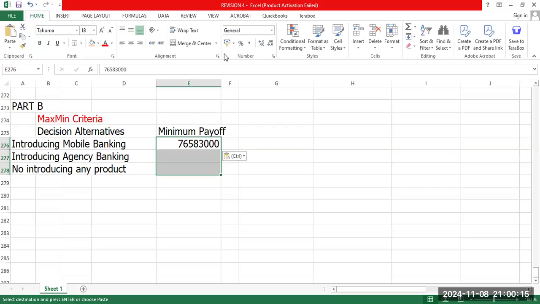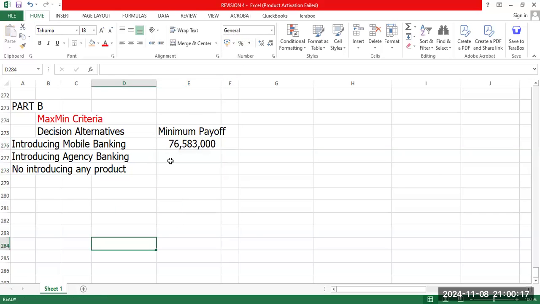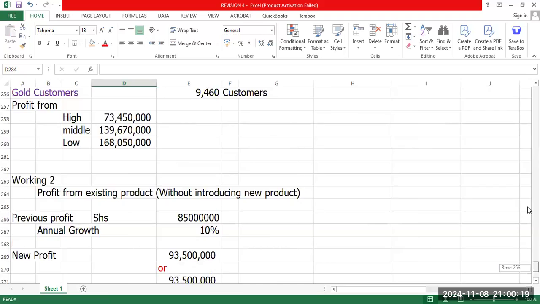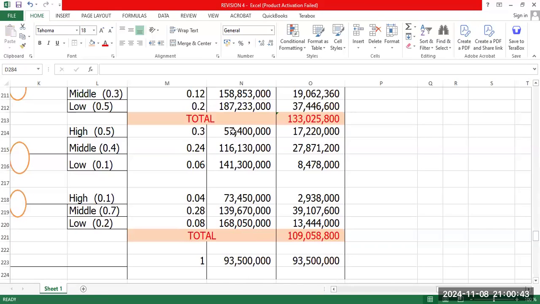What about the others? You do the same for all. Agency banking. This is agency banking. Okay. So what is the lowest amount? 57? 57.